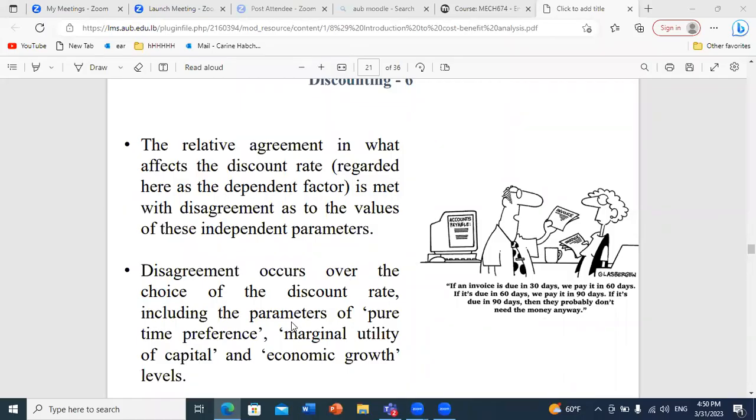So it's not simple to determine these parameters, which are the pure time preference, the marginal utility of capital, and economic growth levels, and they can vary from one society to the other.